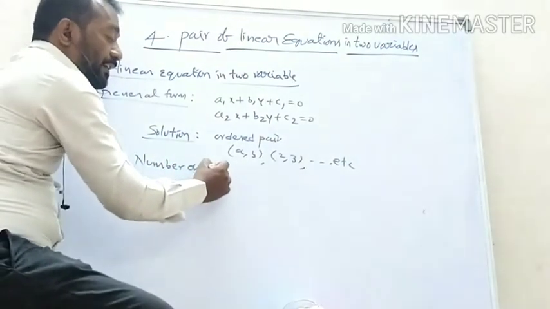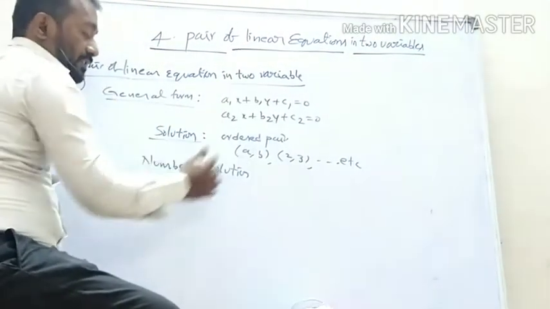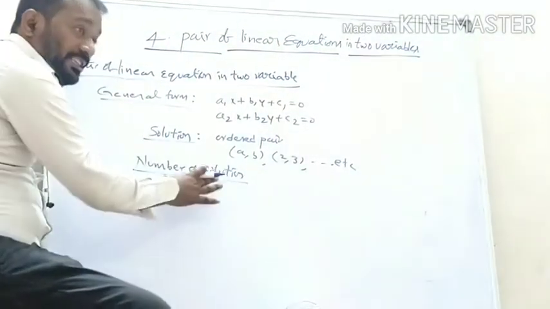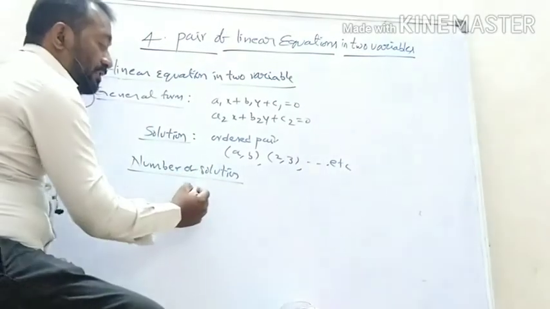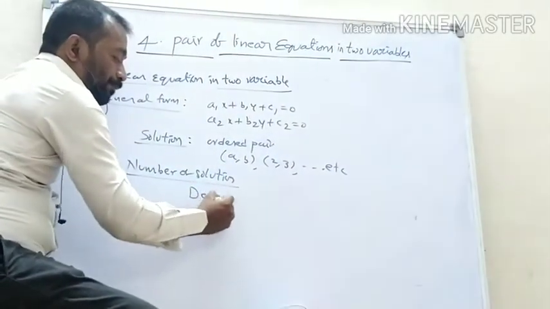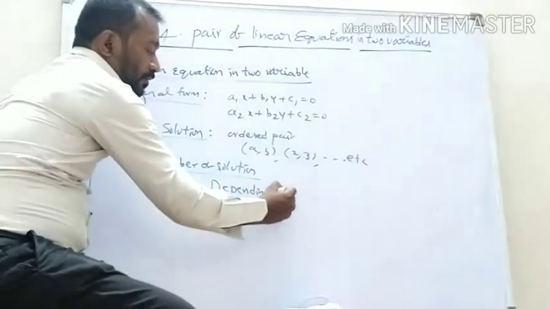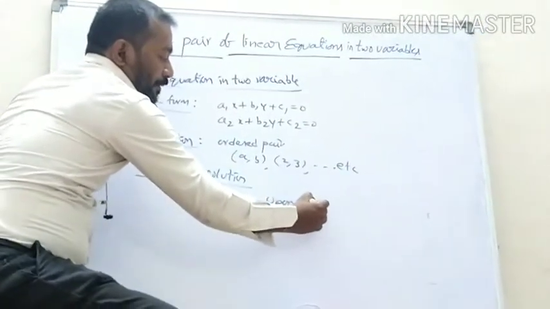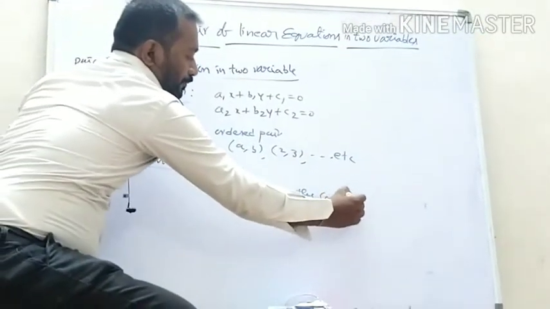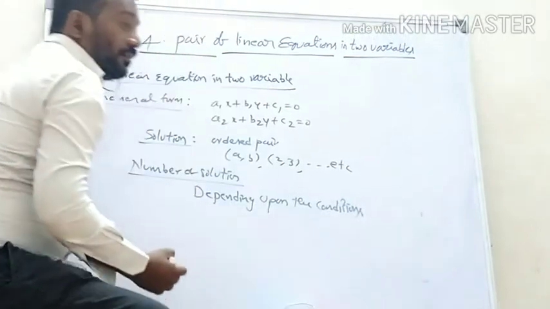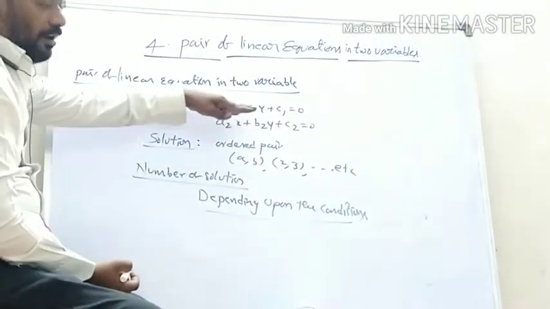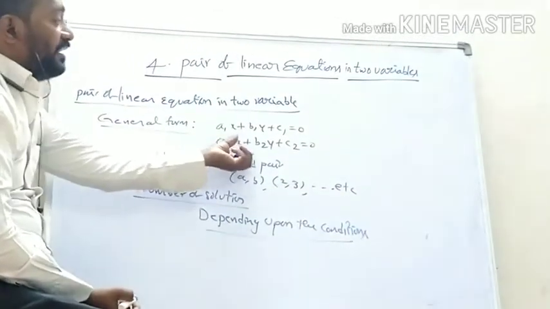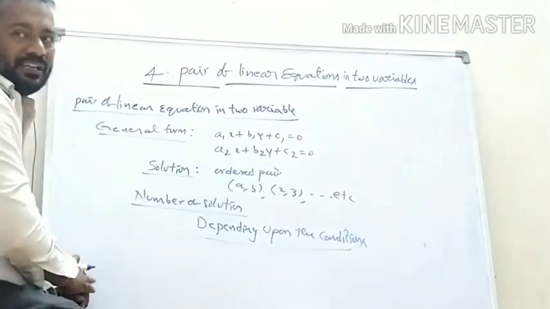Number of solutions. How many solutions do we have for a pair of equations? It depends upon the conditions. What type of conditions are there? Means, what type of conditions will both equations satisfy?